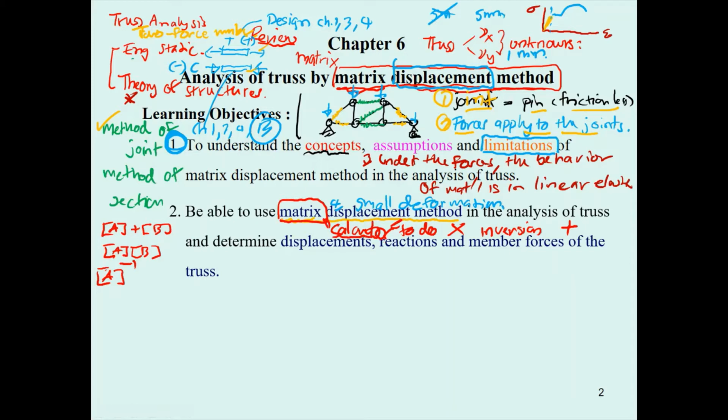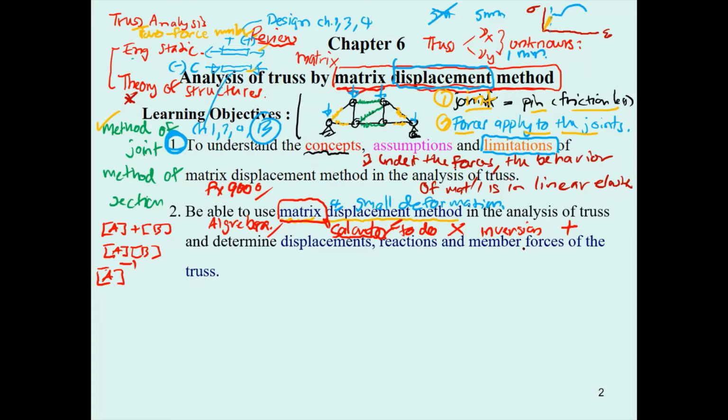I will grade your work based on the manual calculation, okay, by using the calculator. You may use a calculator such as the Casio fx-9000 series, or the Casio ClassPad, or if you prefer to use the Texas Instruments, it's okay. Any calculator that can do the matrix operation is good enough.